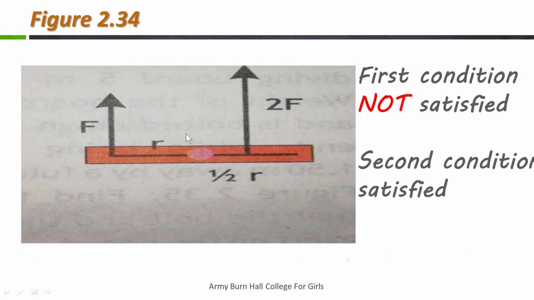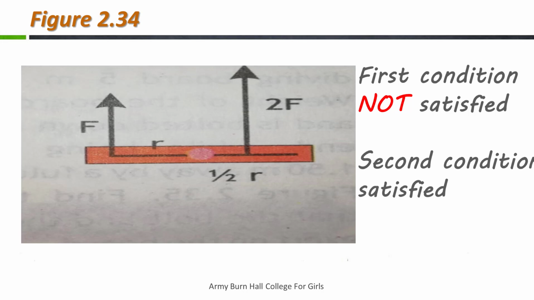You can see over here, if we are multiplying this force, tau is equal to r cross F, this will give us rF, and over here tau is equal to half r into 2F, again it will give us a result rF. So rF is balanced by rF, both torques are equal in magnitude but opposite in direction, so the second condition is satisfied. Hence this body is not having a tendency to rotate, but it is having a tendency to follow a linear path.